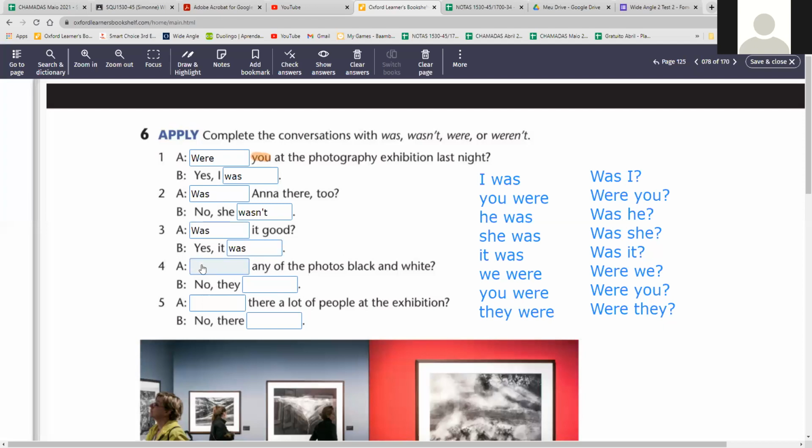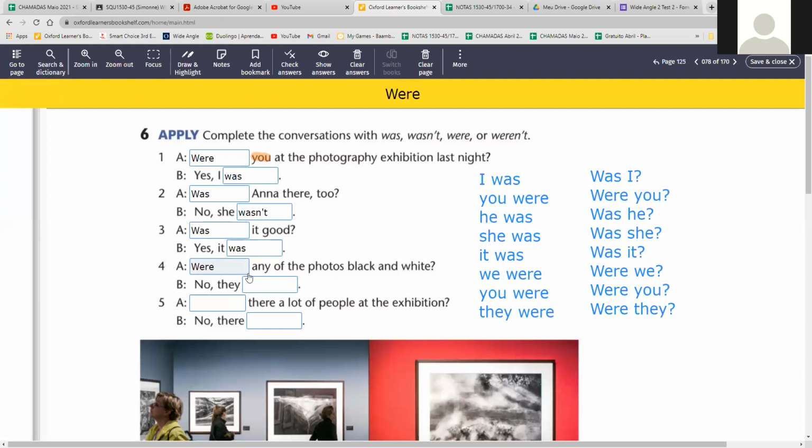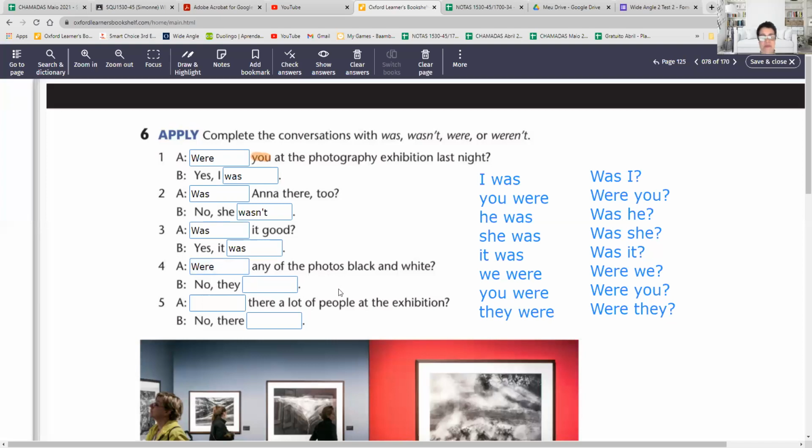Thank you. Number 4. Any of the photos, black and white. Were. Were any of the photos. Very good. Here it's plural. Okay. Equivalent to the pronoun they. Were they black and white? Okay. Answer. No, they.